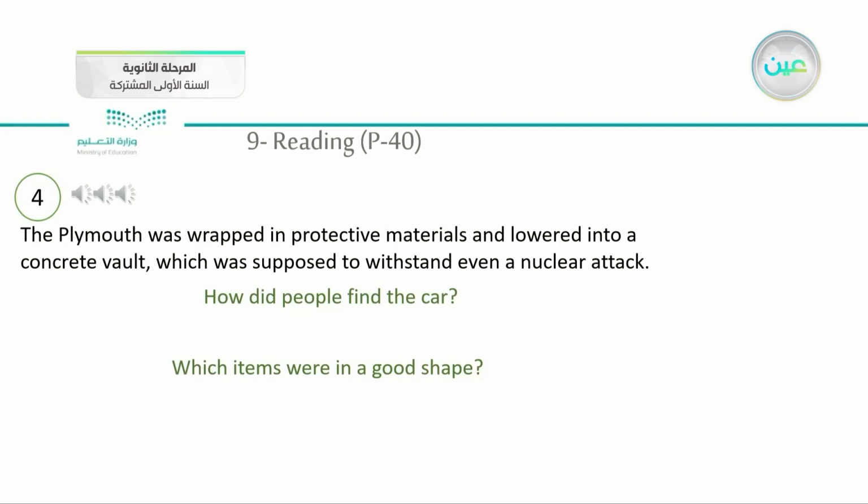The Plymouth was wrapped in protective materials and lowered into a concrete vault, which was supposed to withstand even a nuclear attack. It lay there for 50 years. On June 13, 2007, the vault was opened, and the car was raised as thousands of people watched. The organizer of the event said, "Ladies and gentlemen, I present you Miss Belvedere."